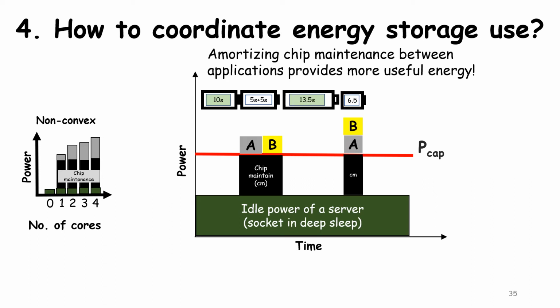Instead, if we could coordinate these applications to use their respective cores at the same time, we will expend less energy on chip maintenance power. Therefore, more of the available power will be used towards performing useful work for the applications. For example, assuming a chip maintenance power of 20 watts as in our experimental platform, this increases power availability from 5 seconds in the former case to 6.5 seconds in the latter case.